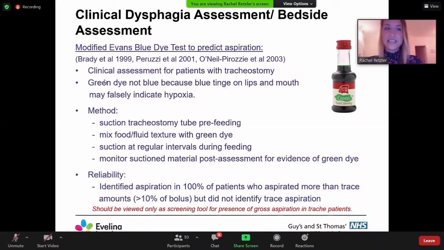And the method for this is we are adding the green dye to the food or fluid of choice, and we are suctioning the tracheostomy tube pre-feeding and then suctioning at regular intervals during the feeding. And then we also monitor the material post-assessment for evidence of green dye.